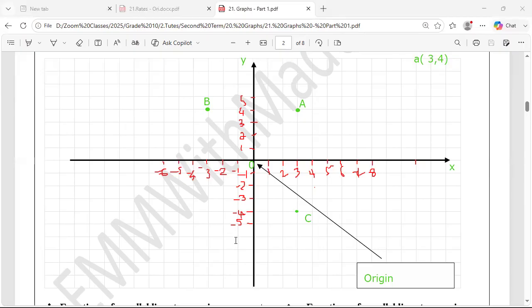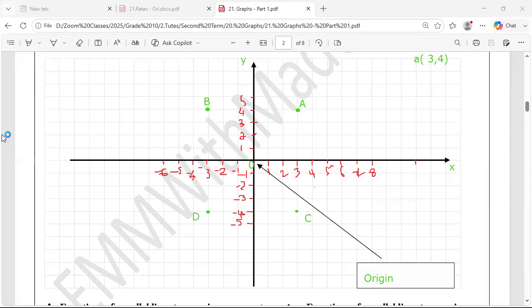Then mark D, -3, -4. All of the numbers are minus. On the x-axis, -3 is here. From the y-axis, -4. Here. This is called point D. I hope you have done.